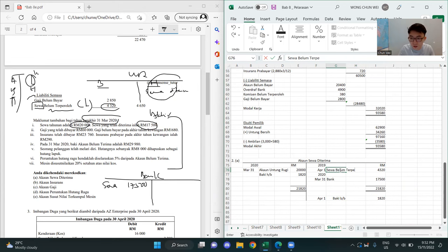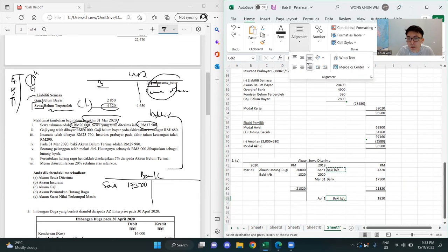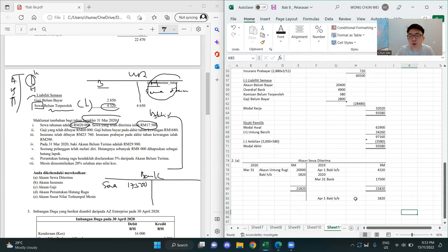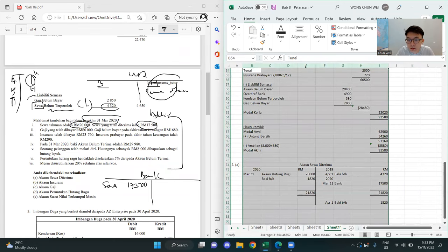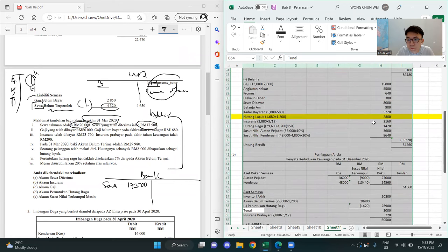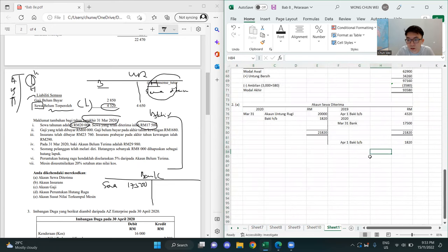Terperoleh. So if here you use sewa belum terperoleh, then this part you have to use sewa belum terperoleh also. You have to be consistent. Then other questions you have to use like that also. But for me, I go shortcut. So normally I just use baki BB HP. Because like that, they also understand me. All right. So next. Okay. So this is for A. So this is how you do for account sewa diterima. So others will be the same as well, how you record for this one. So we go B.